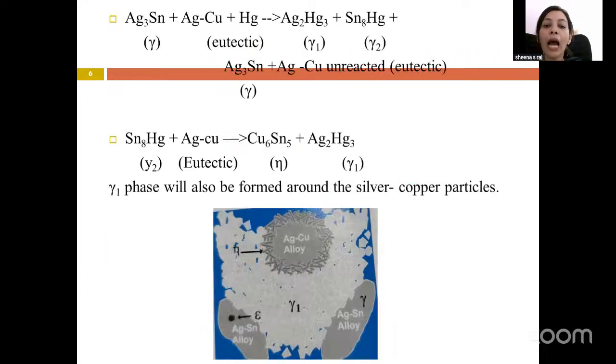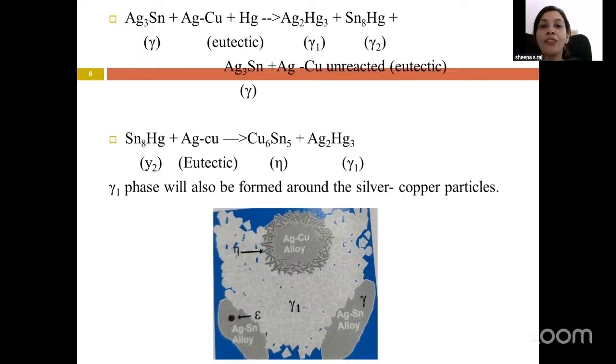So we came to the high copper amalgam, where there was a large amount of copper. You can see in the first image, again gamma reacts to form gamma 1 and gamma 2. What happens is that this gamma 2 reacts again with the combination of silver and copper. They again form the eta phase and also the gamma 1 phase. Now, what happened in high copper? You can see the final reaction. There is no gamma 2 being formed.